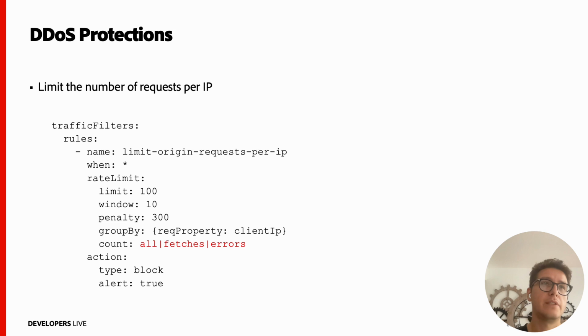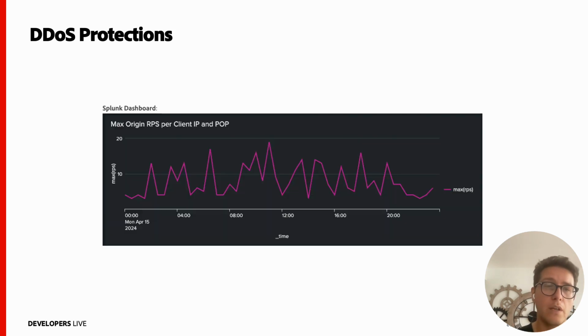A question we often get asked is what should be the limits? To be honest, it's quite hard to tell because every website is different and it depends also on your requirements and needs. But what we highly recommend is to use the dashboard where we expose the maximum number of requests per client IP for all, for fetches, and for errors. And here you will be able to tell basically what should be the limit. So it gives you an accurate limit based on your own data.